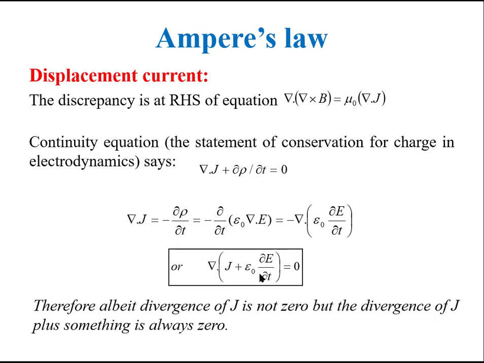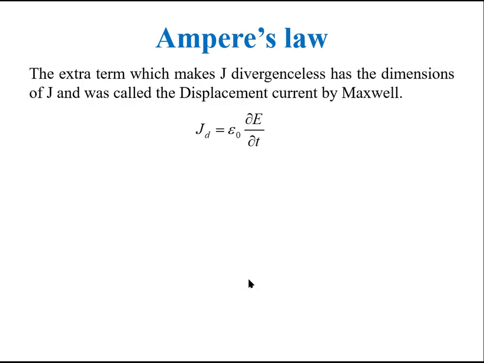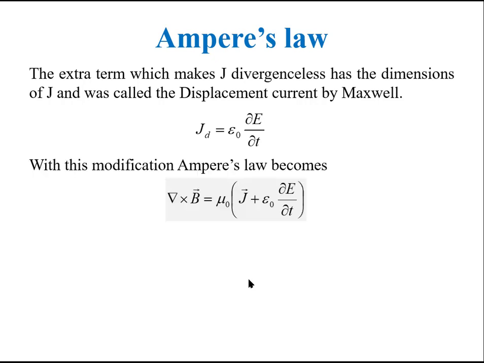something is always zero. This extra term, epsilon naught times del E over del t, which makes J divergenceless, has the dimensions of J as it is added to the current density. This extra term was called displacement current by Maxwell, and this is represented by JD. So, with this modification, Ampere's law becomes del cross B equal to mu naught times J plus displacement current epsilon naught del E over del t.